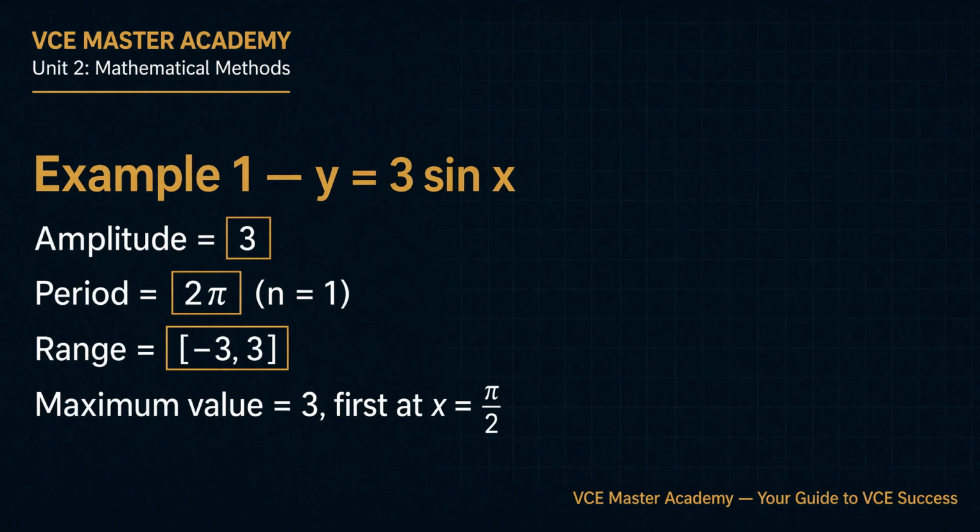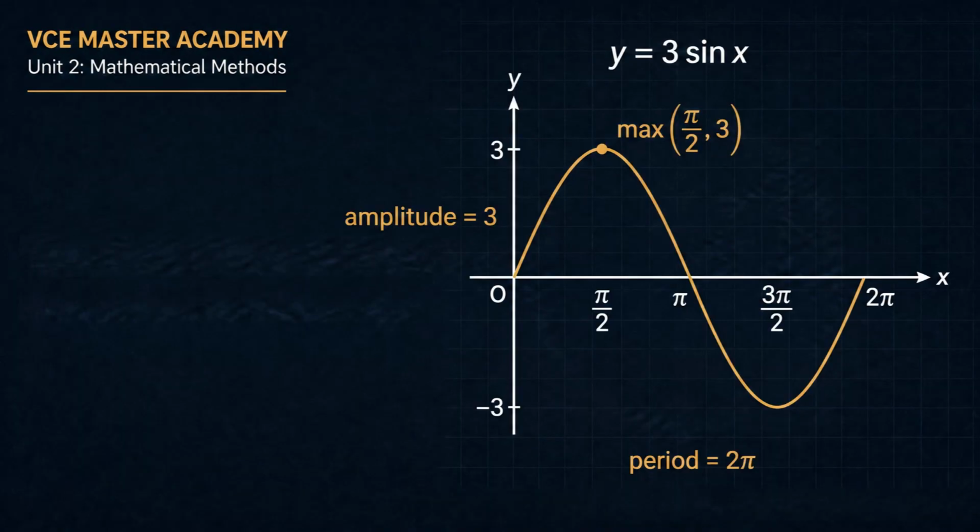Example 1. Nice and gentle. For y equals 3 sine x, the amplitude is 3 because that is the number in front. The period is 2 pi because there is no number squeezing the x. N is 1. The range is from minus 3 to 3, and the maximum value is 3, first reached at x equals pi over 2, just like the normal sine wave, but 3 times taller.